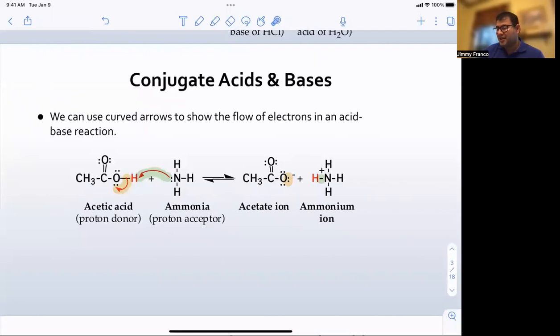All right, how'd you do? So this one is my conjugate base, right? Because it has the negative charge, it lost that hydrogen. And this is my conjugate acid, because now it has this extra proton that we can donate.